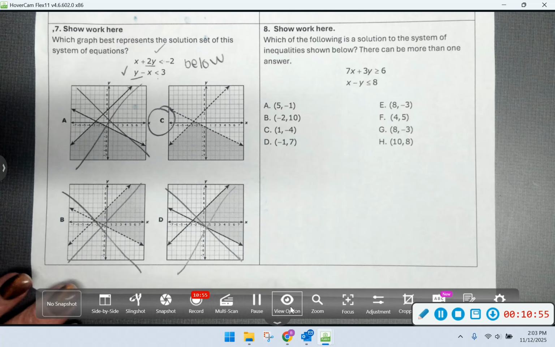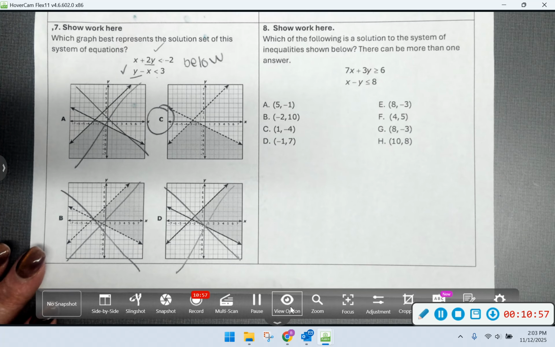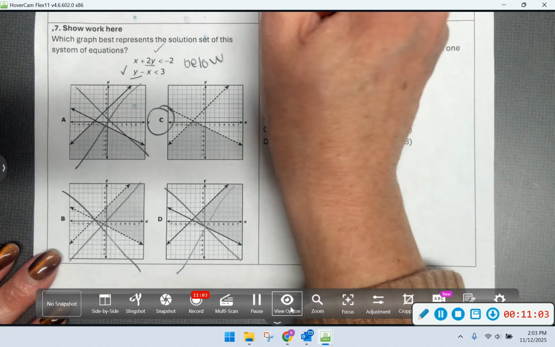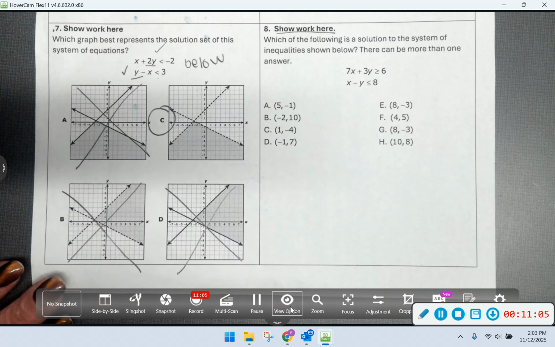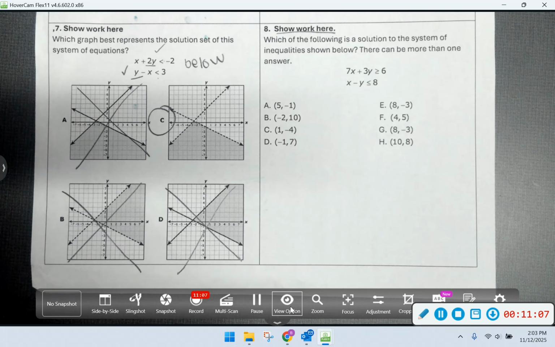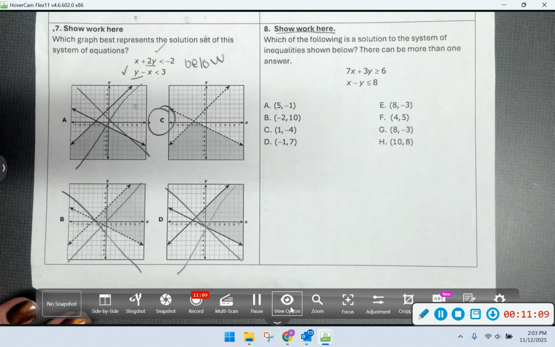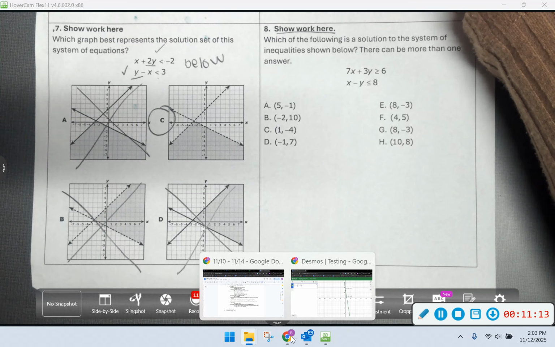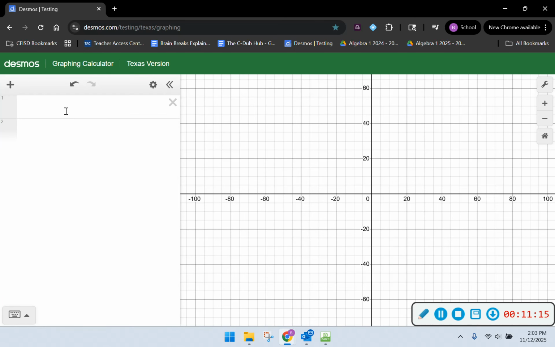All right, number 8. Which of the following are solutions to the system of inequalities shown below? There can be more than one answer, so show work here. Now, you can use substitution, or you can type it into Desmos. So I'm going to choose to type it into Desmos. I'm going to start by typing all of these points into Desmos.